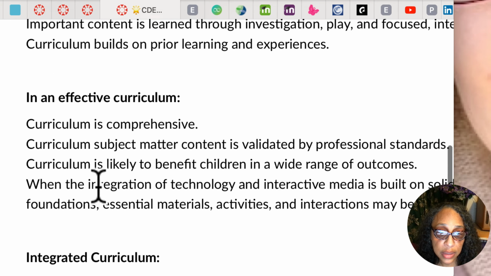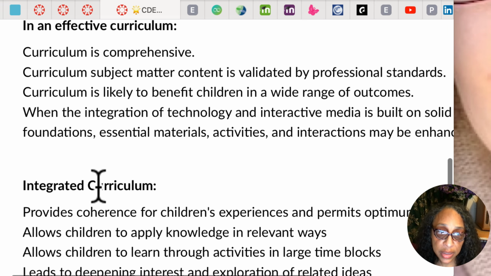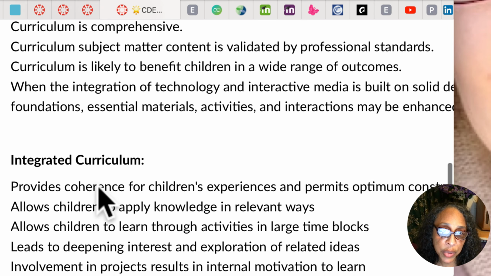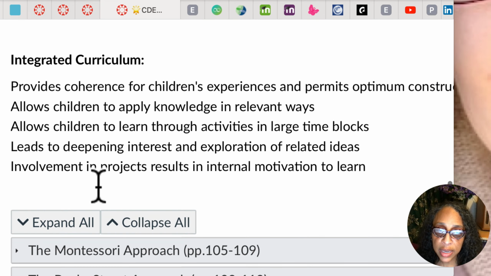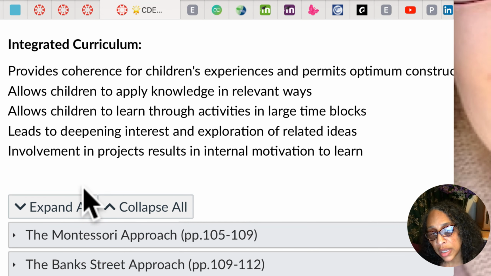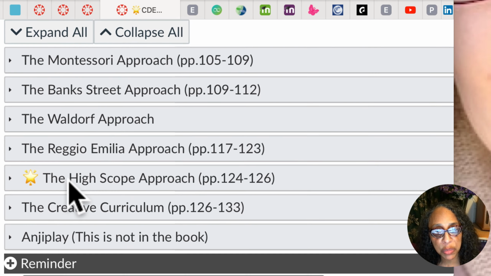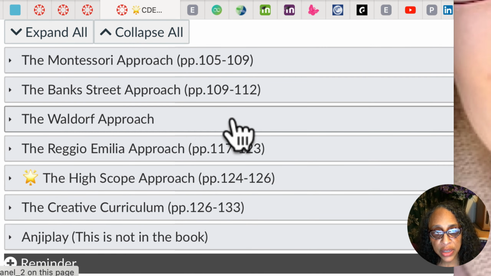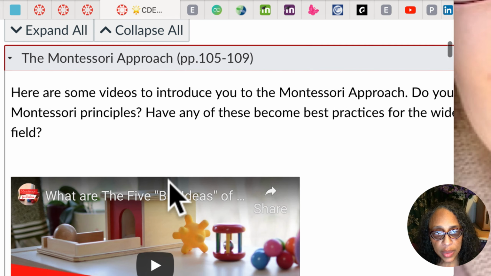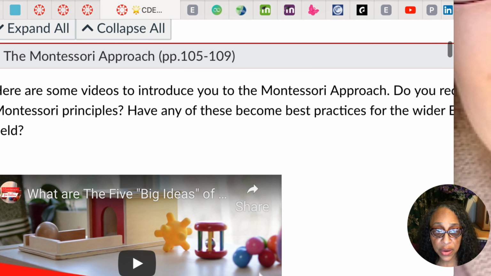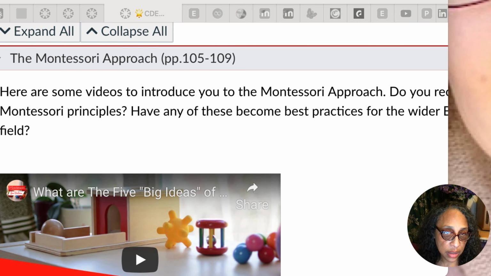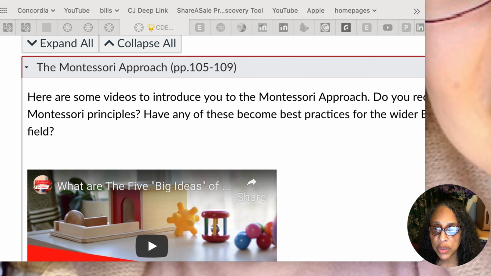Okay, next. Comprehensive, same thing. All of this is in the book. Integrated is good because we know that learning is integrated. Okay, these are all the different approaches, and I put the pages on there. For each one there's a video, so if you're a visual learner, there's a video for you.